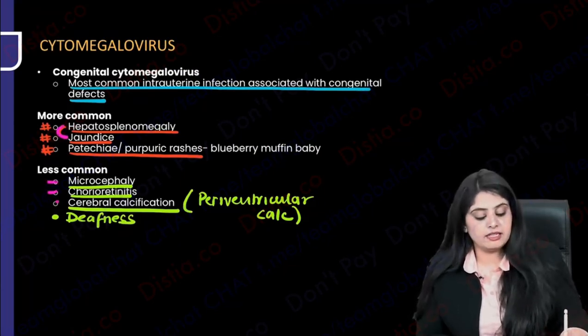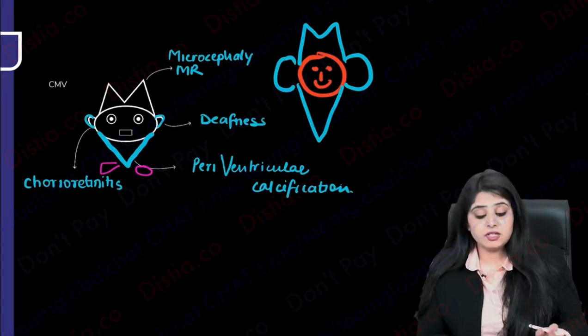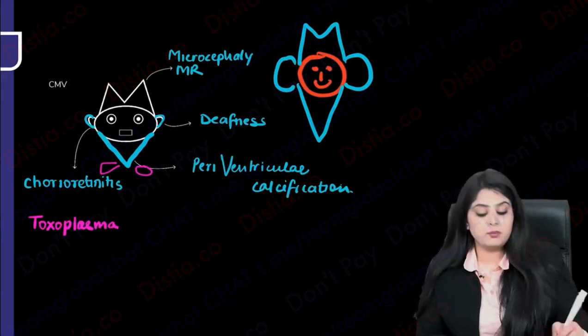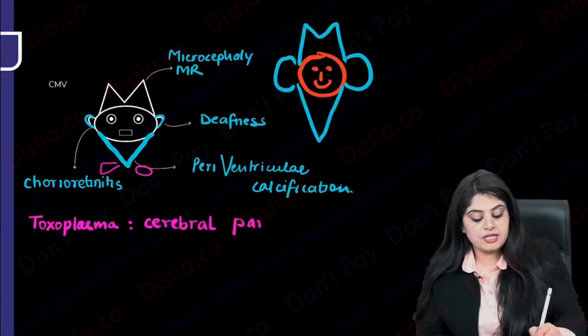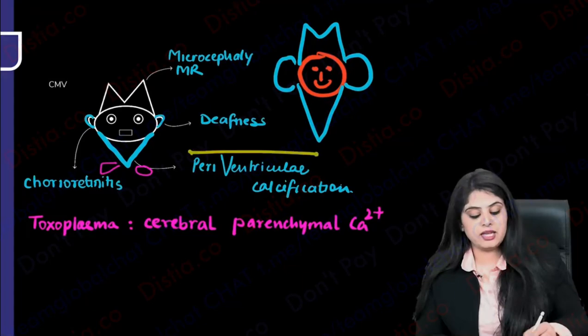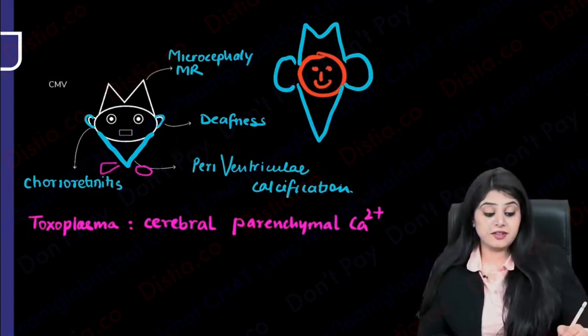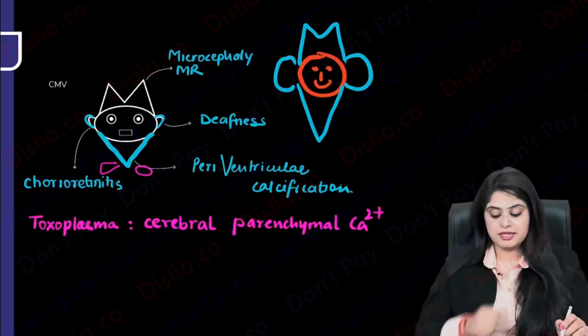Microcephaly, chorioretinitis, deafness, cerebral calcification, periventricular, because the same thing is also associated when toxoplasmosis occurs in children. You must have seen toxoplasma occurring in children. There is a cerebral parenchymal calcification. It occurs in the parenchyma of the brain. But in cytomegalovirus, there is a periventricular calcification that occurs. That is why I've given you this mnemonic, CMV. This man with a topi and a beard, that is what you will remember.